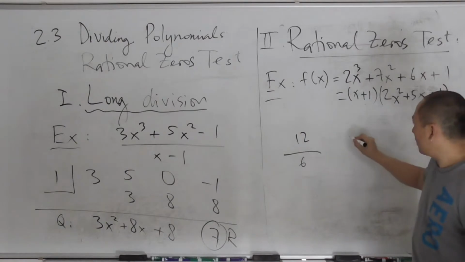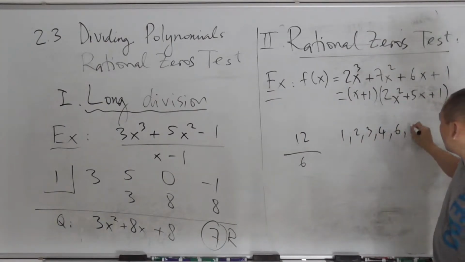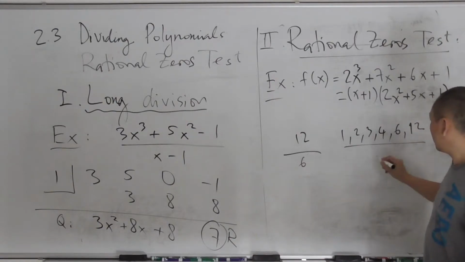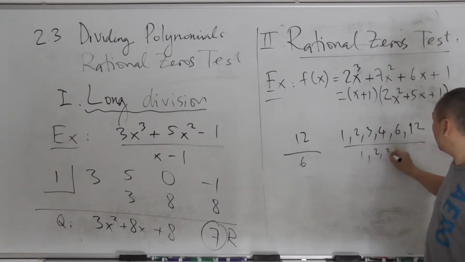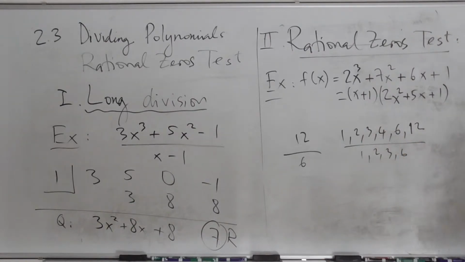The factors of 12 are going to be 1, 2, 3, 4, 6, 12, right? And then the factors of 6 are going to be 1, 2, 3, 6. And then you look for all combinations, it's going to be a lot. And then don't forget the plus and minus sign. It's going to be quite a number of possibilities that you have to test, but come on, it's still doable, okay?